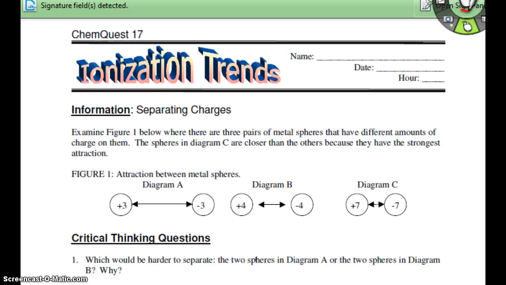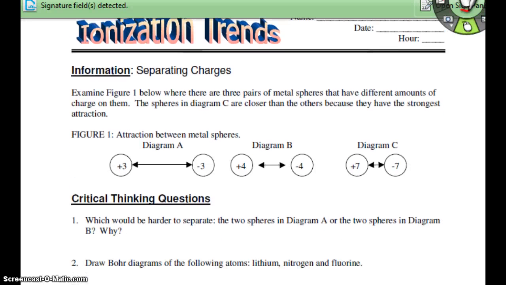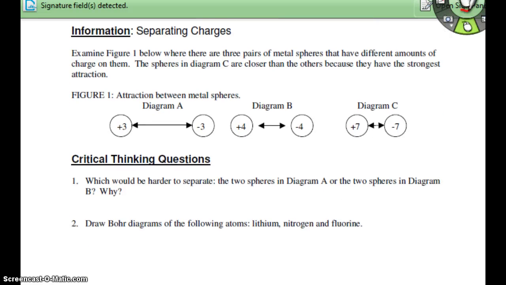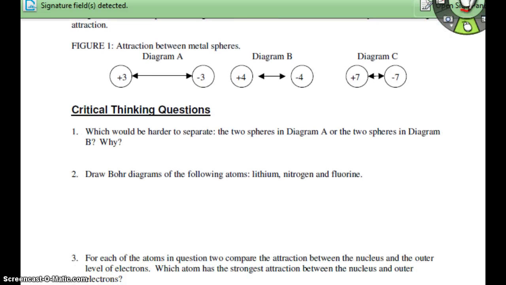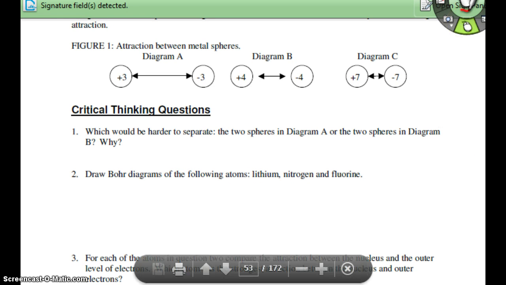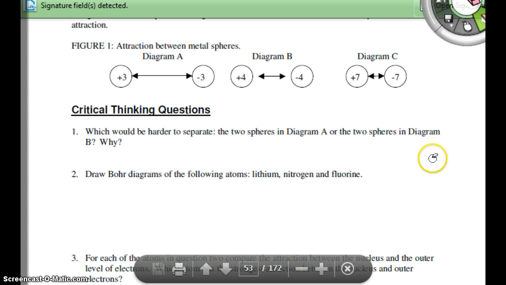So you look at diagram A and it's just a +3, diagram B it's a +4, -4, diagram C is a +7, -7. So that's basically all we have, and then we are asked some critical thinking questions. So number 1, which would be harder to separate? The 2 spheres in diagram A up here, or the 2 spheres in diagram B, and why?